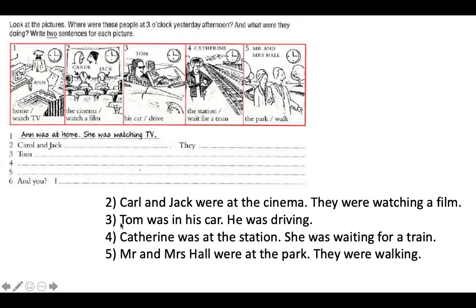Then number three, John was in his car. He was driving. Four, Catherine was at the station. She was waiting for a train. And number five, Mr. and Mrs. Hall were at the park. They were walking. And number six is a free answer question, because it's asking about you. So it depends on what you were doing at 3 o'clock yesterday afternoon.